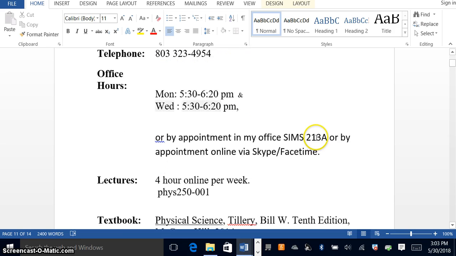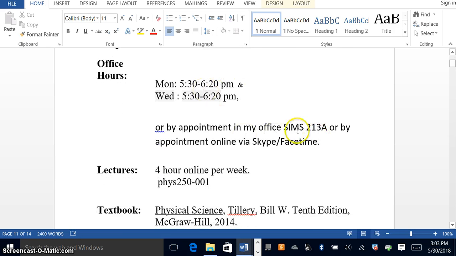All right, and there are the office hours. Remember, it's Sims 213A. I'm usually there a little bit before. I know I said this already, but make sure you try to come to my office hours. If you get stuck on stuff, it's so much easier for me to sit down with you and go over some of these things. A lot of times it works out better.